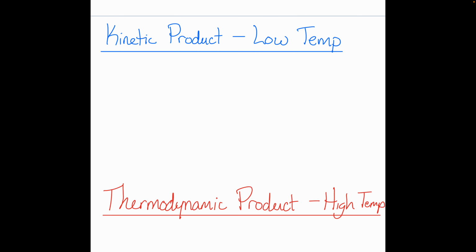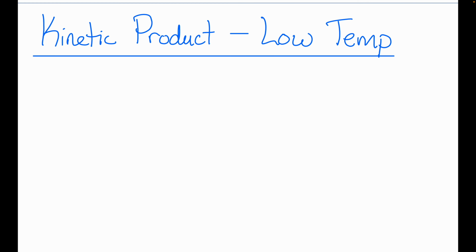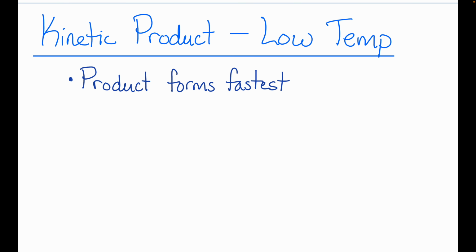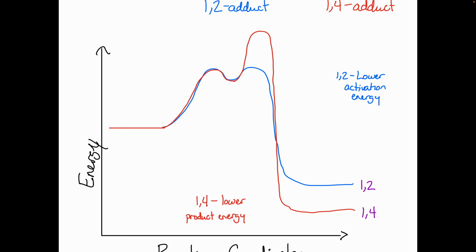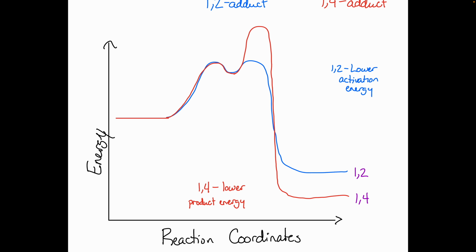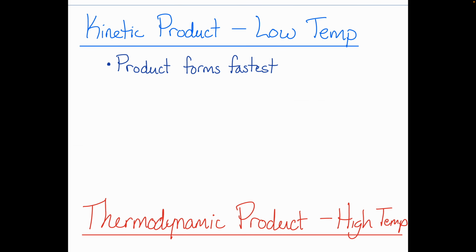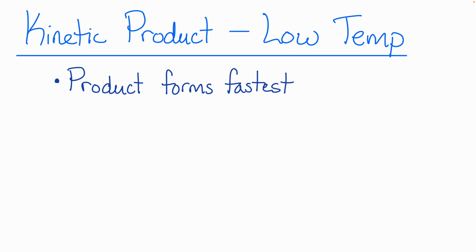Okay, so our kinetic product, what we mean by that is our product that forms the fastest. All right, and as we said, why does it form the fastest according to our free energy diagram here? Because it's got the lower activation energy barrier. So our kinetic product, the one that forms the fastest, is the one with the lowest activation energy.